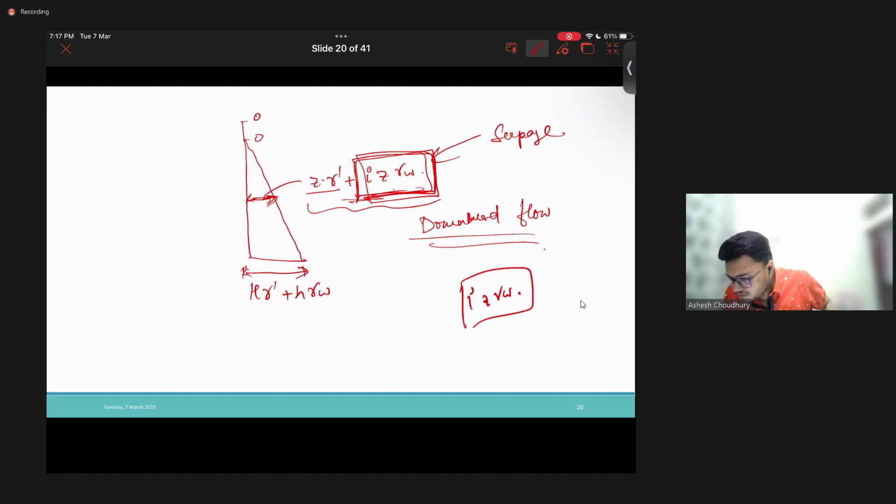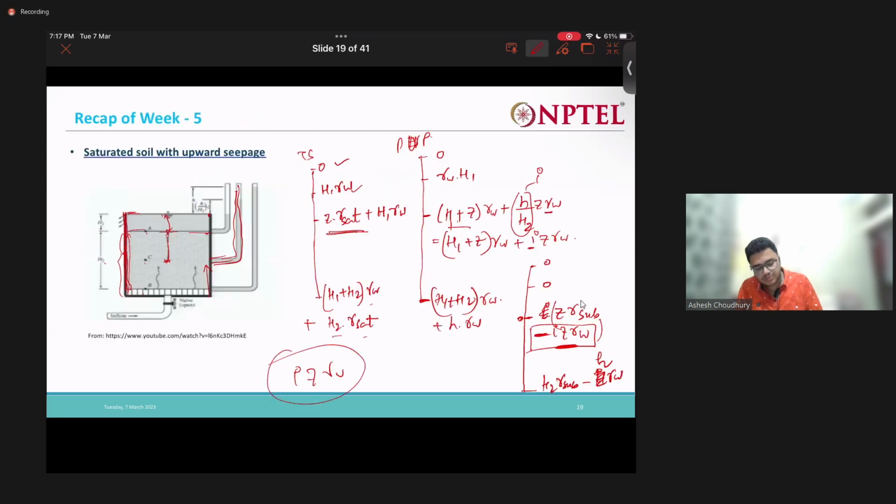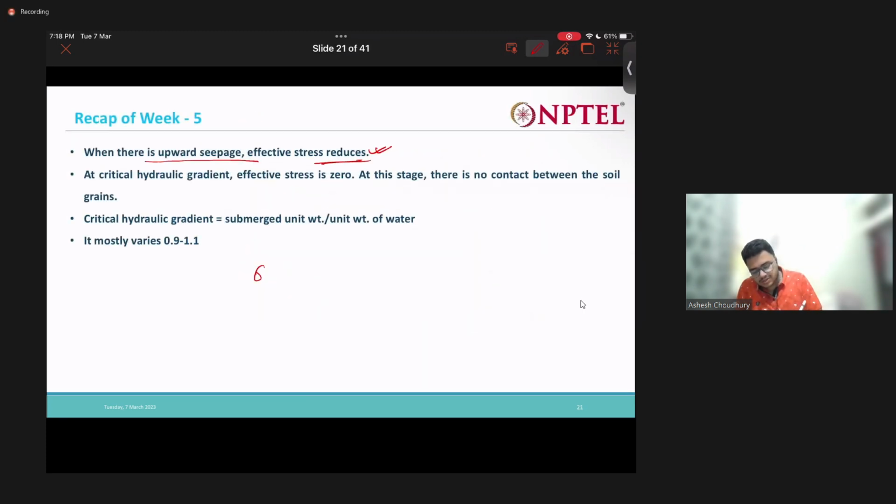So when there is upward seepage, our effective stress reduces. Okay, so what is the critical hydraulic gradient? For effective stress at z point, this was my effective stress at c point. Let me write that down. Effective stress is nothing but z into gamma sub minus i z gamma w, right? So what is my hydraulic gradient? The critical hydraulic gradient is the hydraulic gradient i at which my effective stress becomes zero.